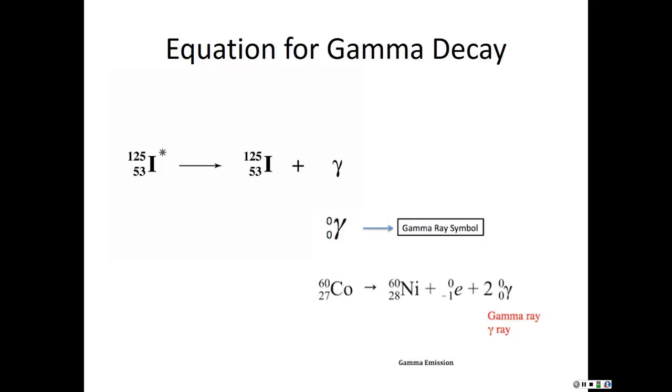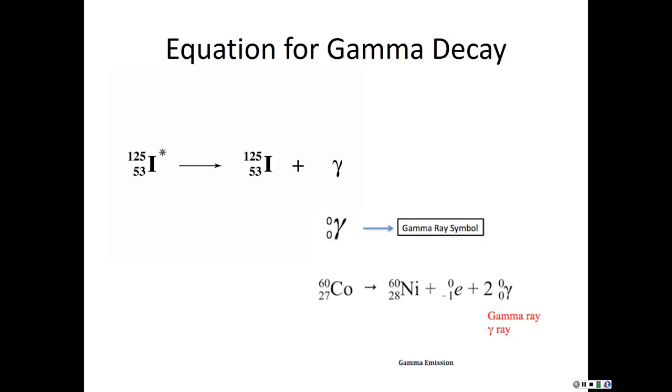So up here at the top is an example of it. Iodine-125 releases gamma radiation, and you get iodine-125 out. It's just the way that it goes about it. Now, one other thing I should mention with gamma: gamma rarely occurs all by itself. Most of the time, gamma radiation is paired with another form of radiation. So here, for example, is cobalt-60, giving up gamma radiation and then also a beta.